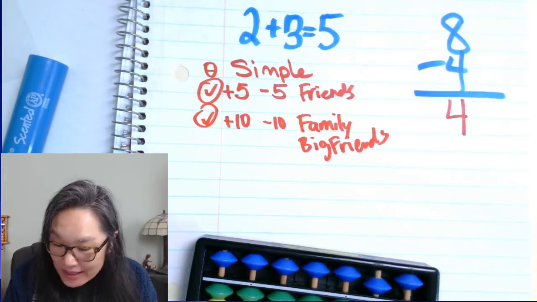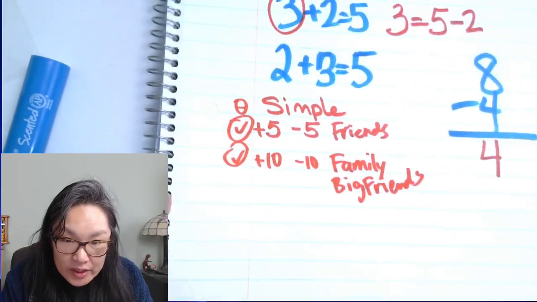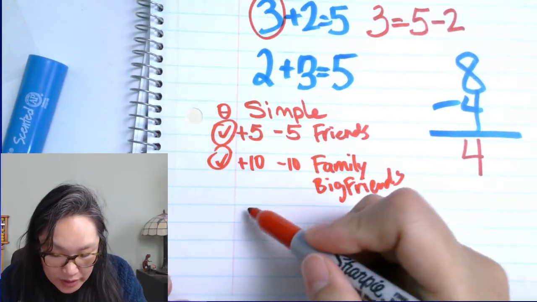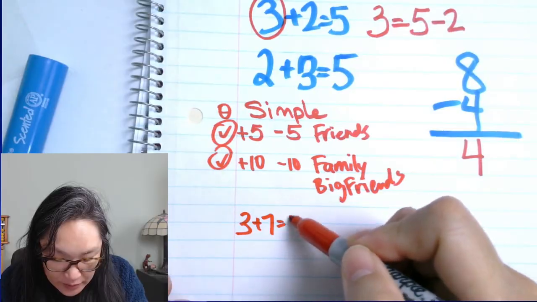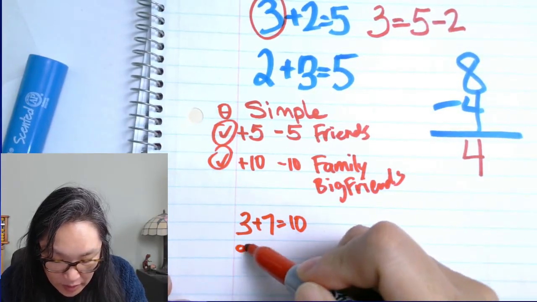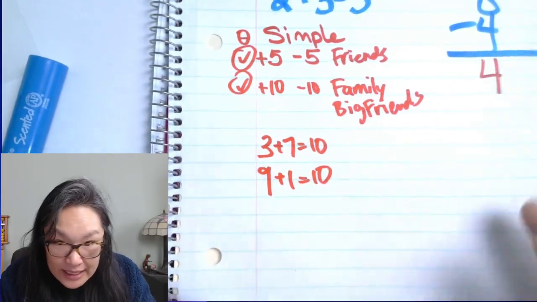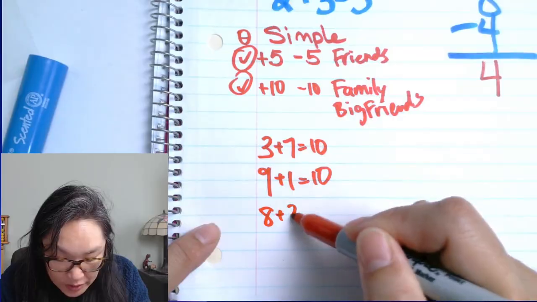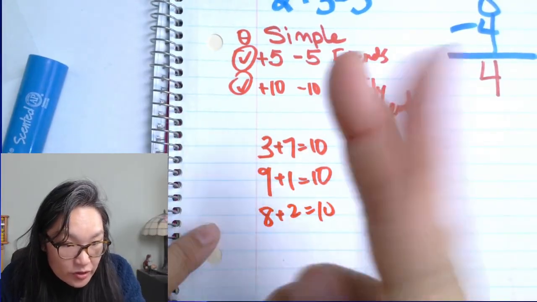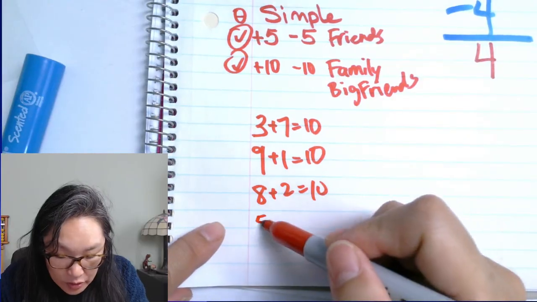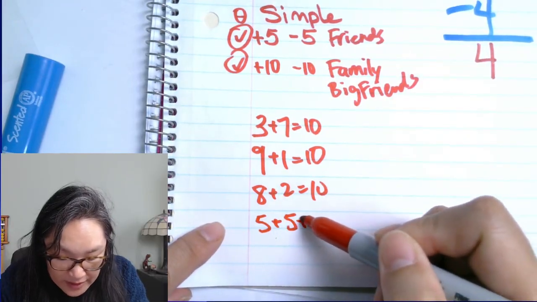That's it. I'm making a 10. Why? Because what we're doing is we're understanding how to make a 10. We do 3 plus 7 is equal to 10. We know this concept. We know that 9 plus 1 is equal to 10. We teach this day in and day out. We do 8 plus 2 is equal to 10. And then there's the reverse, right? And then the easiest one, 5 plus 5 is equal to 10.